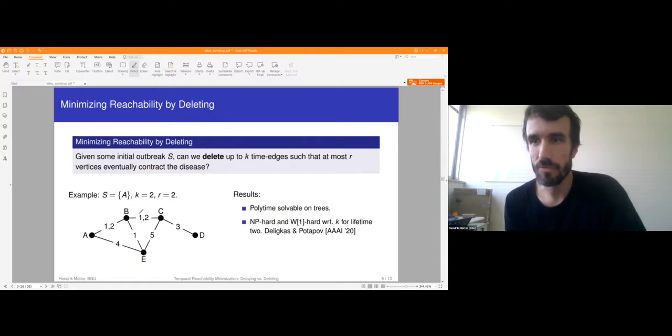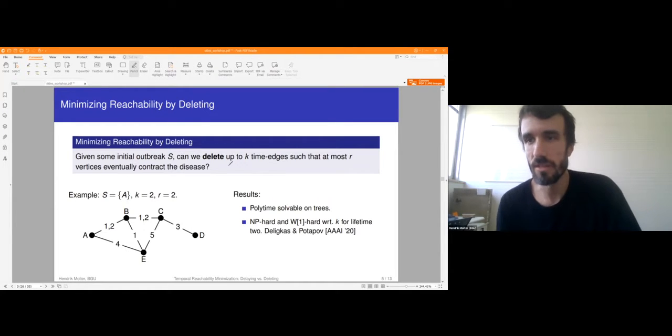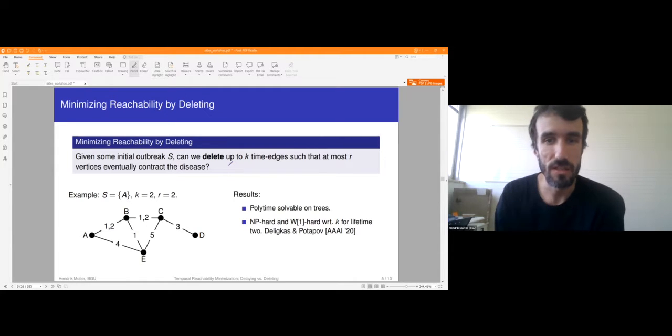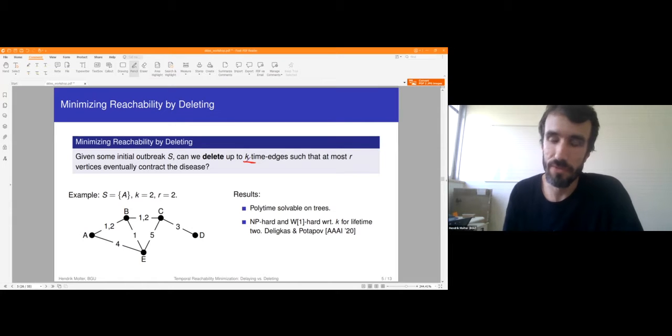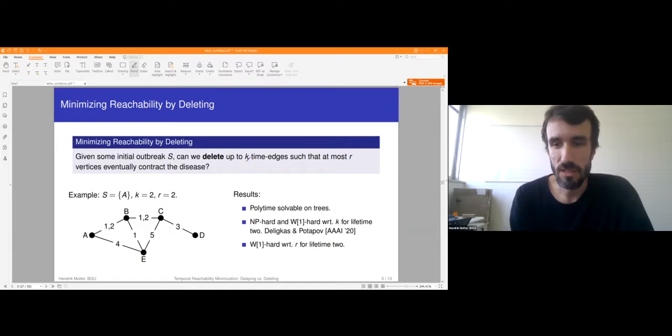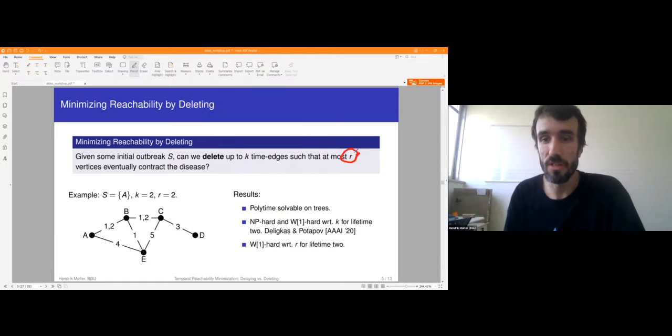If you look at their reduction, it's relatively easy to figure out that it also holds for the deletion variant, even though they look at the delaying variant. So it's known to be W1 hard for the solution size parameter K, and even if the temporal graph has only 2 time labels. And what we also looked at is the second natural problem parameter, which is this R, the size of the reachable set. And we could show that also for this parameter, this problem is W1 hard.